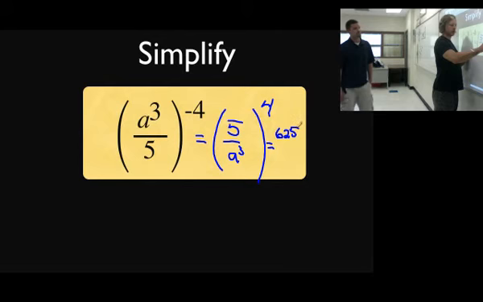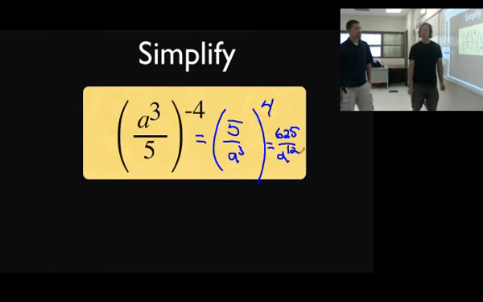I think so. All right, and then I have a cubed raised to the 4th power. If you have a power raised to a power, you multiply them. So it's a to the 12th. Again, power raised to a power, you multiply those two.